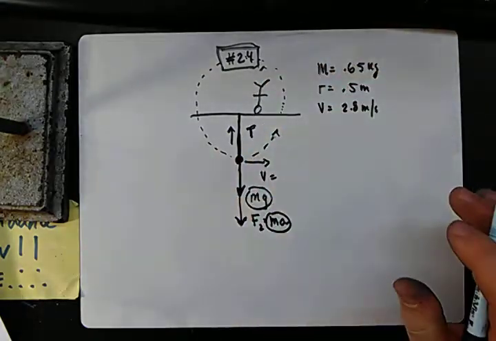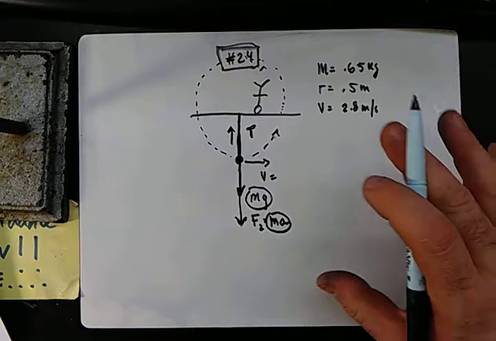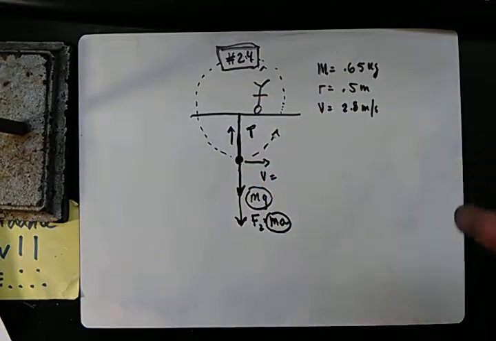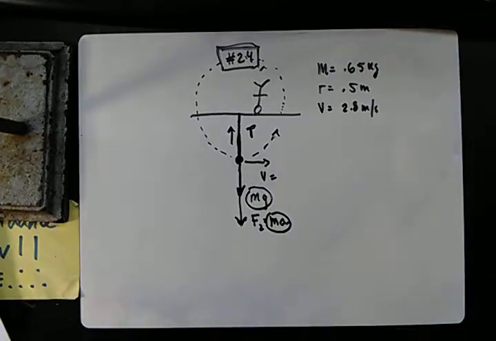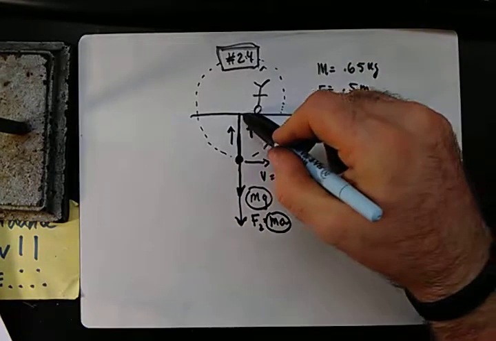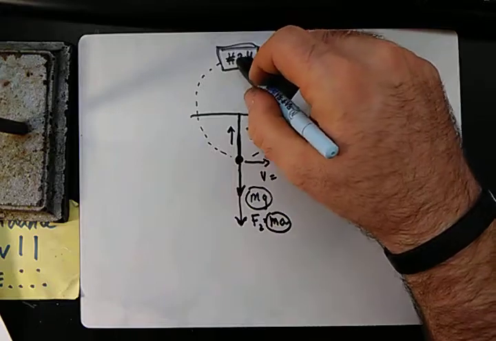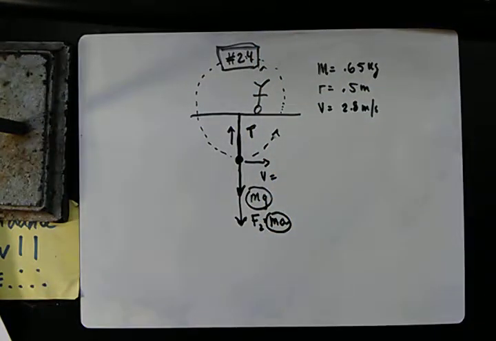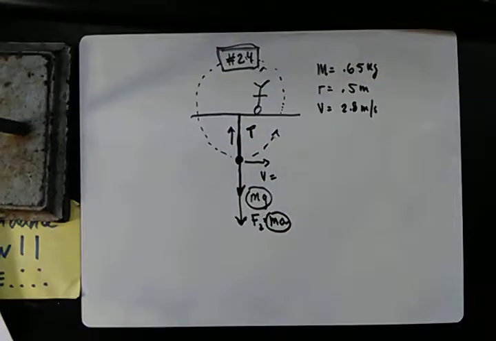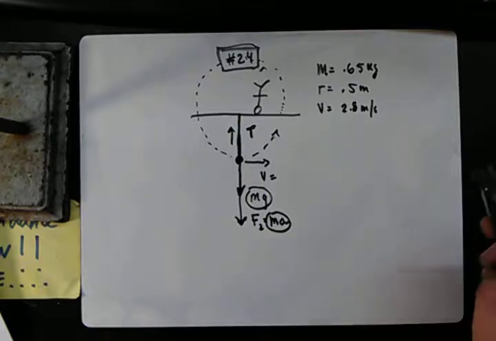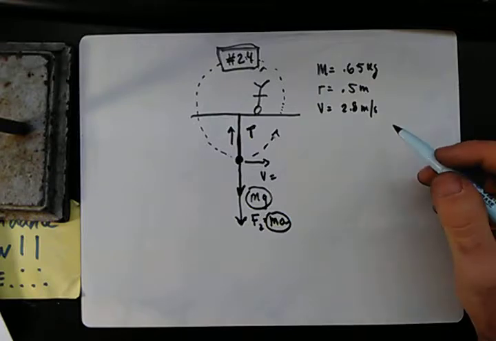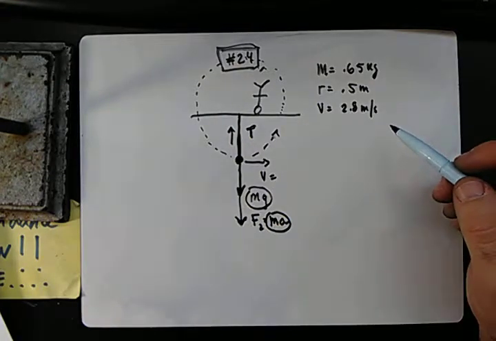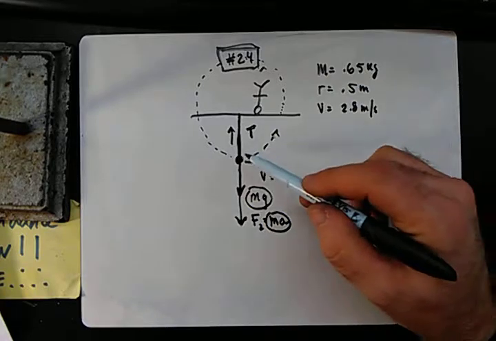I just wanted you to think about that in terms of real life. What did you feel at the bottom of this thing? You felt like you were heavier. Well, if you could have swung all the way up to the top, you'd actually feel like you'd want to fall down and you'd feel lighter. So the first question we have is to draw a free body diagram for the ball when it's at the bottom of the circle.